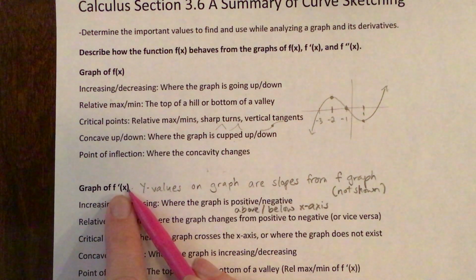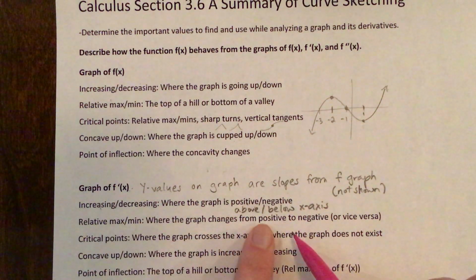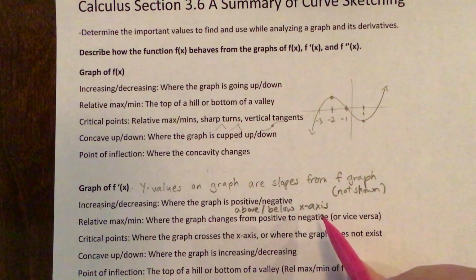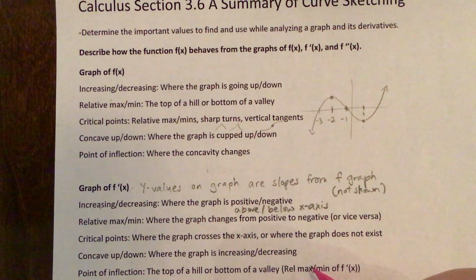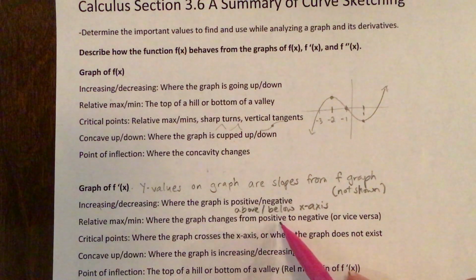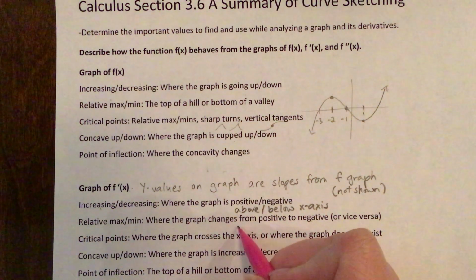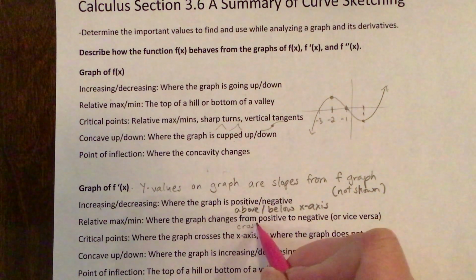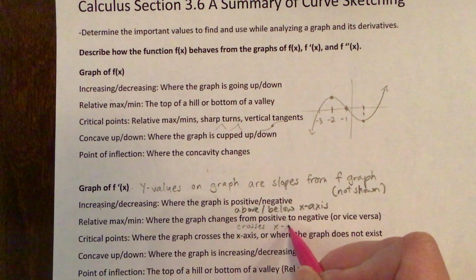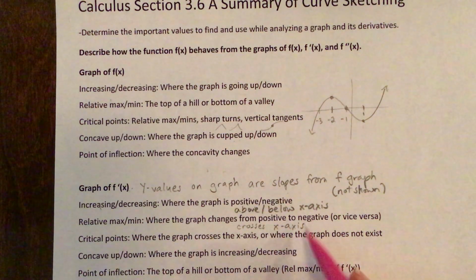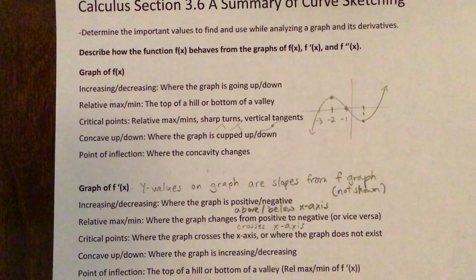That means that the graph of f prime of x would have to switch from positive to negative, and that happens at zeros on graphs. So this is where your graph crosses the x-axis. Right? That means it switches signs, positive to negative or negative to positive.